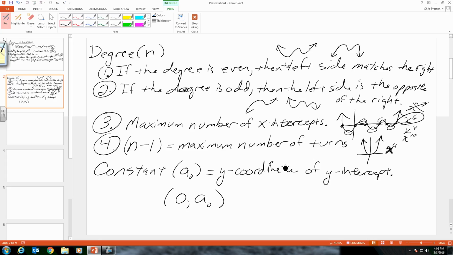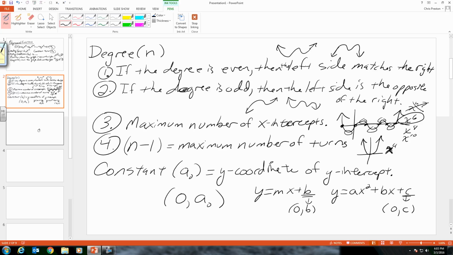You think about, for a line y equals mx plus b, that's the y value of the y-intercept, 0 comma b. If you had a parabola, a quadratic function written out in the general form, then 0 comma c is the y-intercept. So whatever the constant term is, that's the y-intercept. That's where it's going to hit the y-axis. So if you don't see one of those, that must mean it goes through the origin. All polynomial functions have a y-intercept. Not all of them have x-intercepts. They all have y-intercepts. All right.